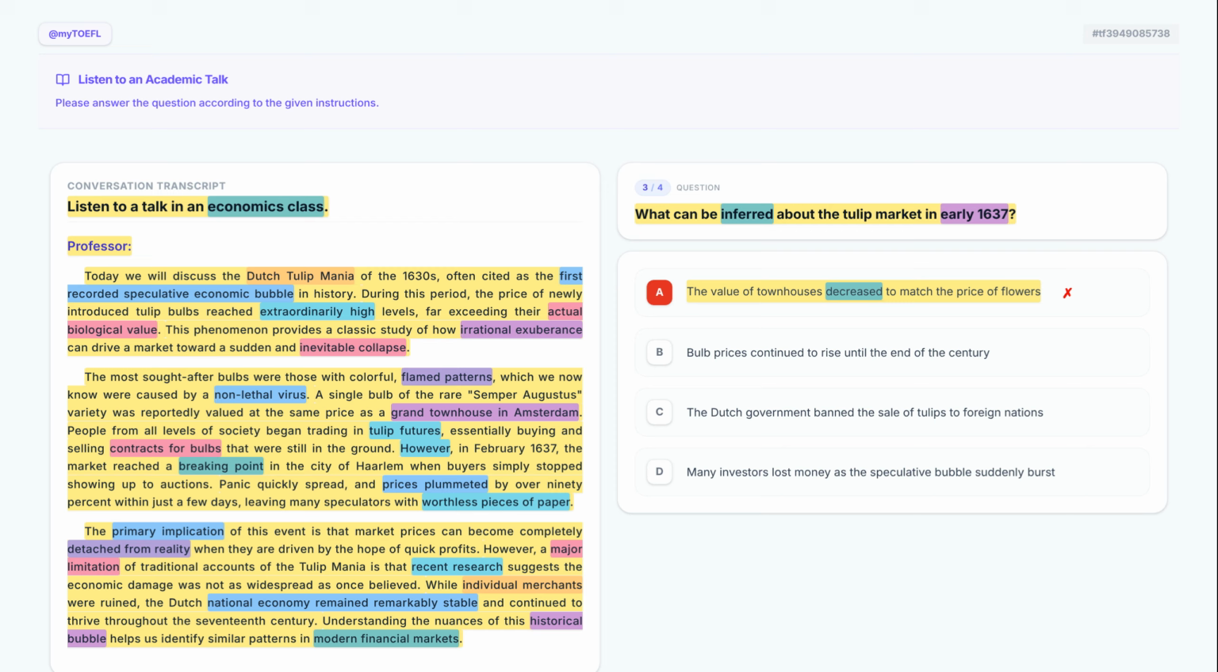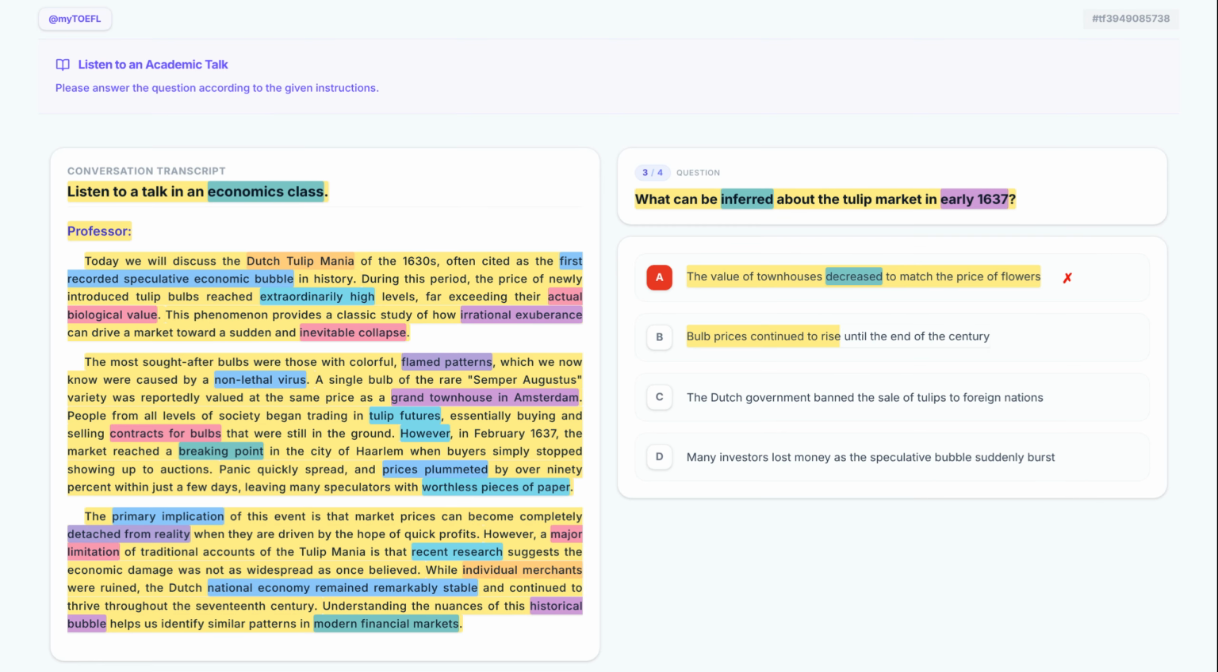Now, let's check what option B suggests: bulb prices continued to rise until the end of the century. This contradicts the text, which says prices plummeted in 1637 rather than rising until the end of the century.